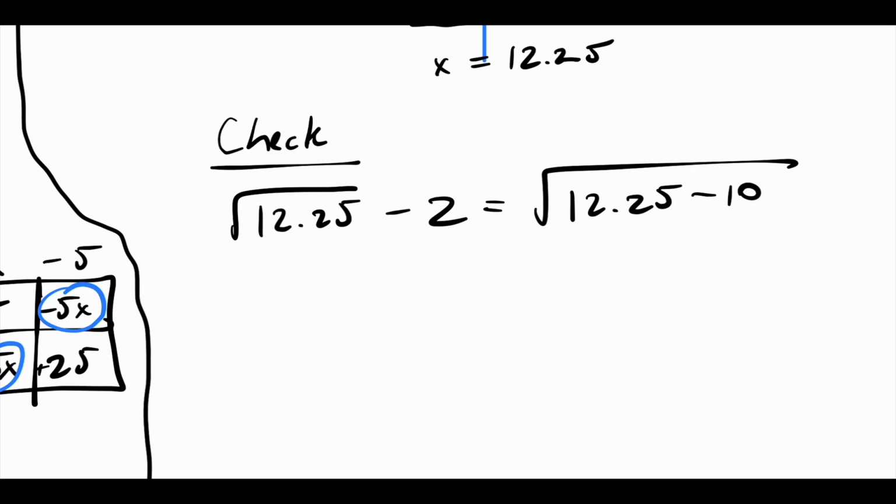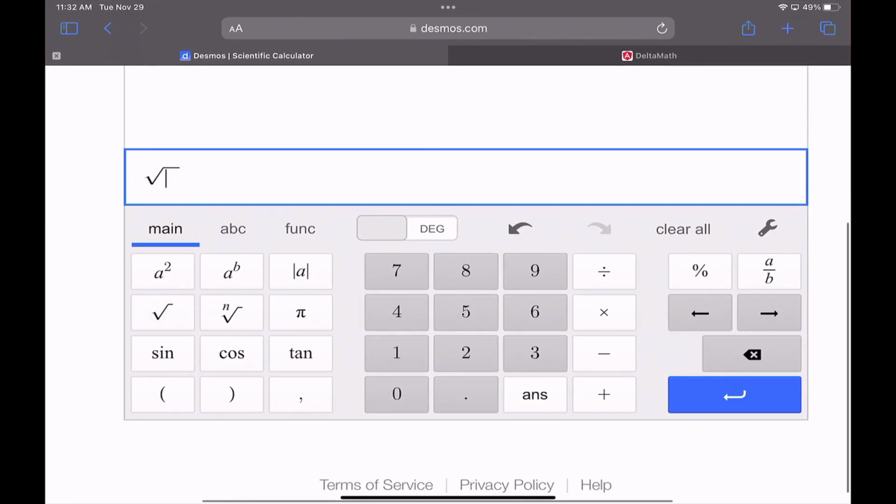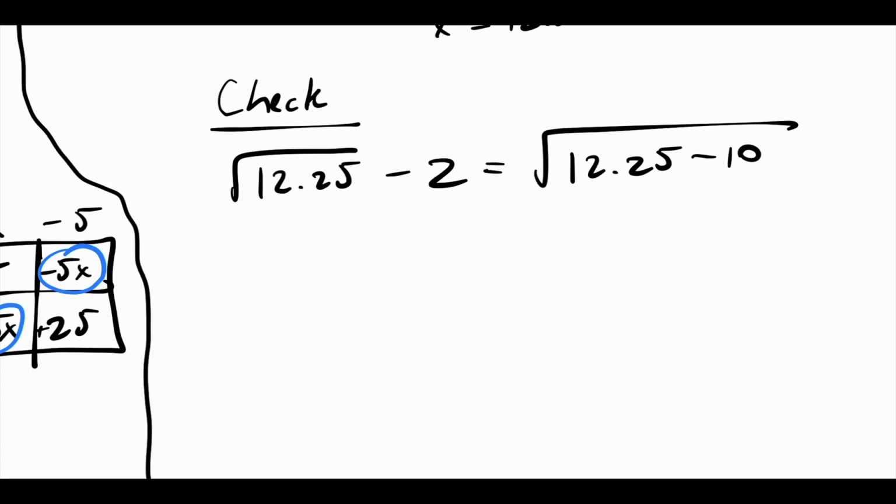So the first thing I've got to do is the square root of 12.25. I'm going to go square root 12.25, and I get 3.5. So this guy is going to be 3.5 minus 2. Well, 3.5 minus 2 is just 1.5.